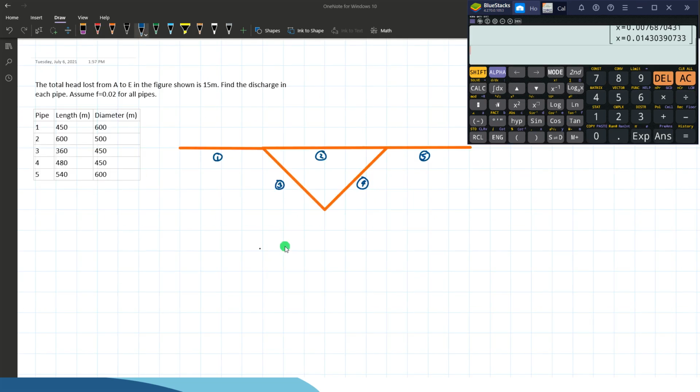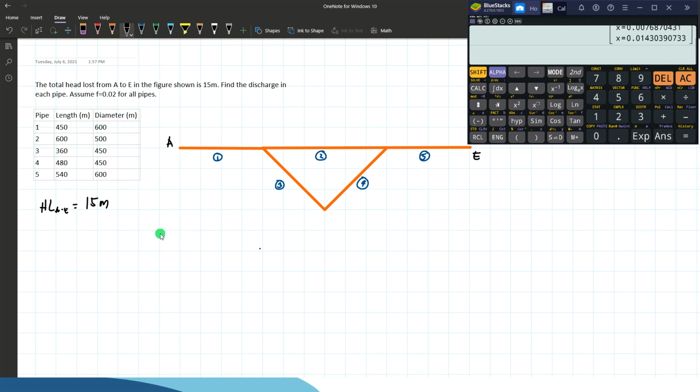Next. Okay, last example. Total head loss from point A to point E is 15 meters. Okay, from point A to E, 15 meters. Find the discharge on each pipe, assuming that the friction factor is 0.02 for all pipes. So, given length and diameter for each pipe is on the table.